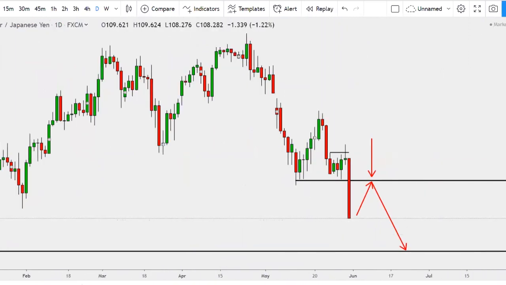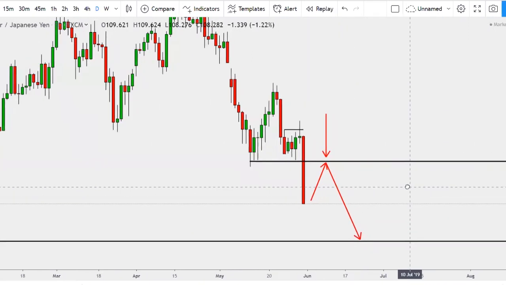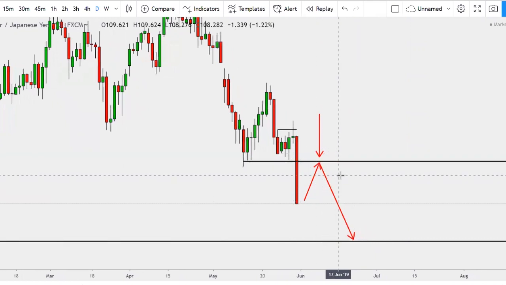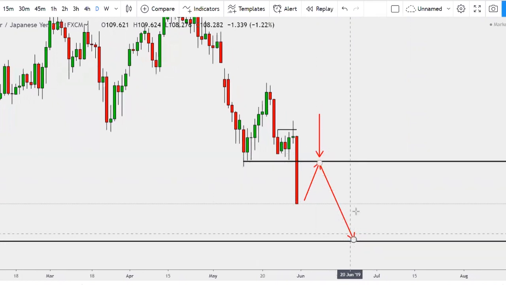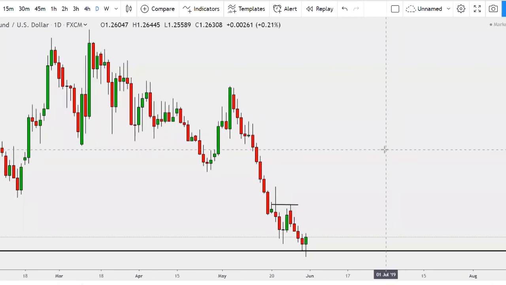So this will be the range that I'll be working with as of next week. For buyers, I don't think I'll be looking for buyers on UJ anytime soon. But for now, I'll just be looking to see how price starts to react around 109.12 and see if we can start to fill this range back to the downside around 107.54. So that's UJ, and we'll move on to our fourth pair. Our fourth pair we'd like to look at is Pound USD.